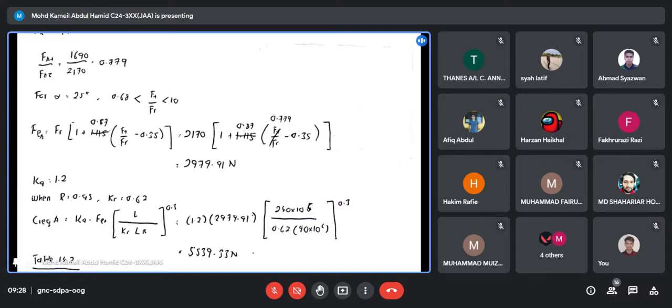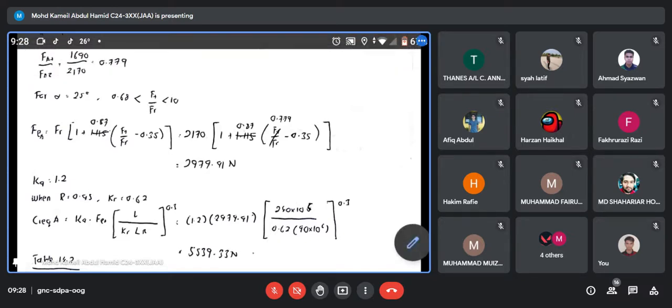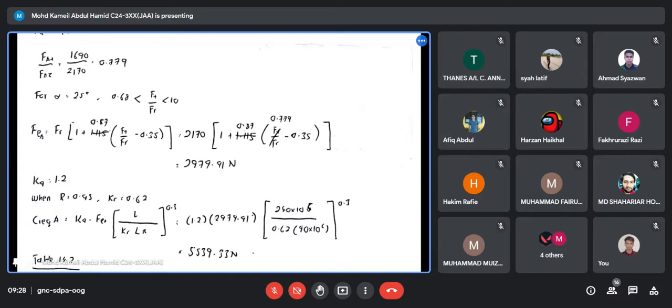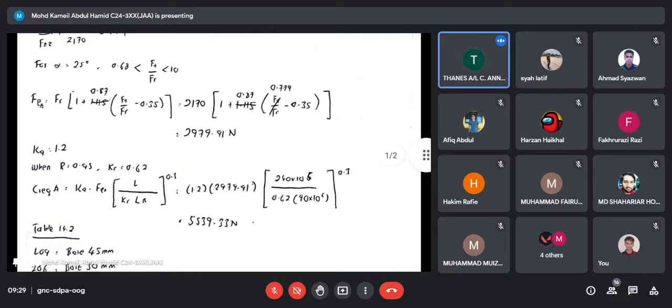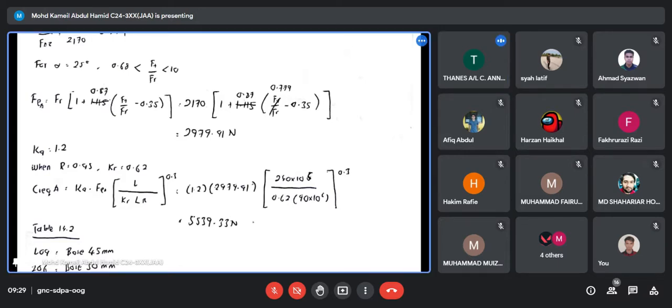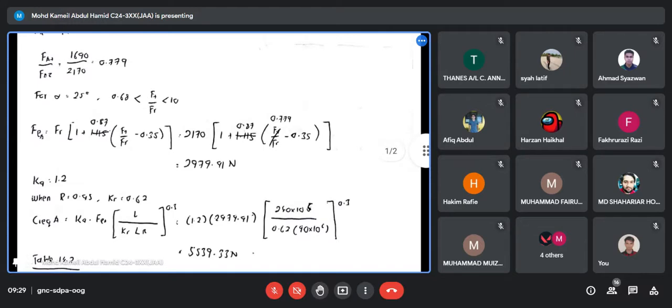Okay, Shazwan, please be careful, tengok calculation. FT over FR, okay. Kemudian FE tu lebih tinggi sangat, 2979. Supposed to be 2356. He used the long equation, okay. He used the one with 0 degree of alpha. Okay, 0 degree alpha.